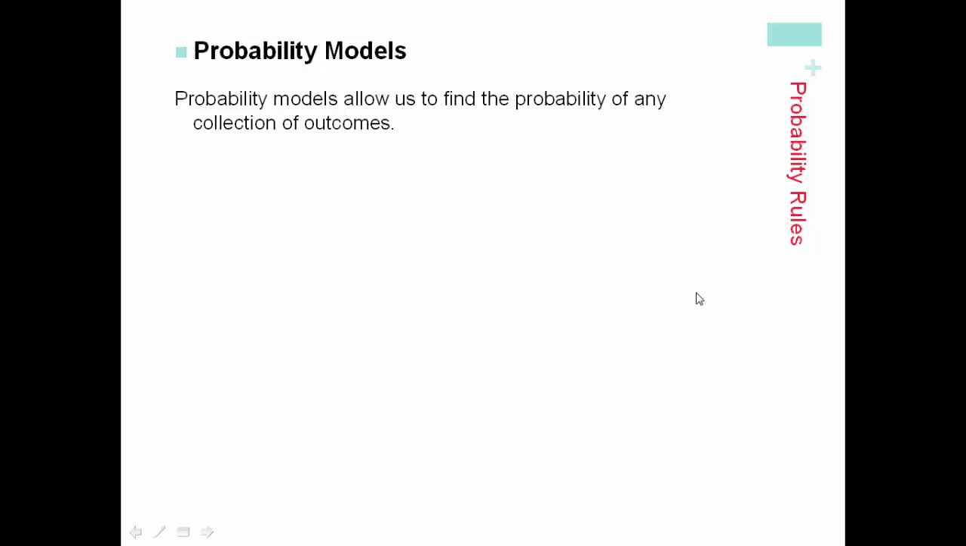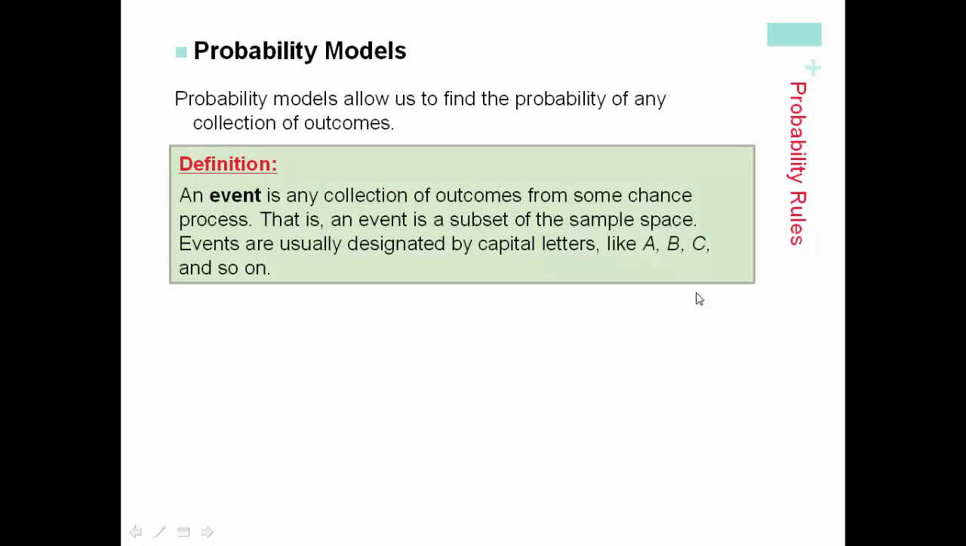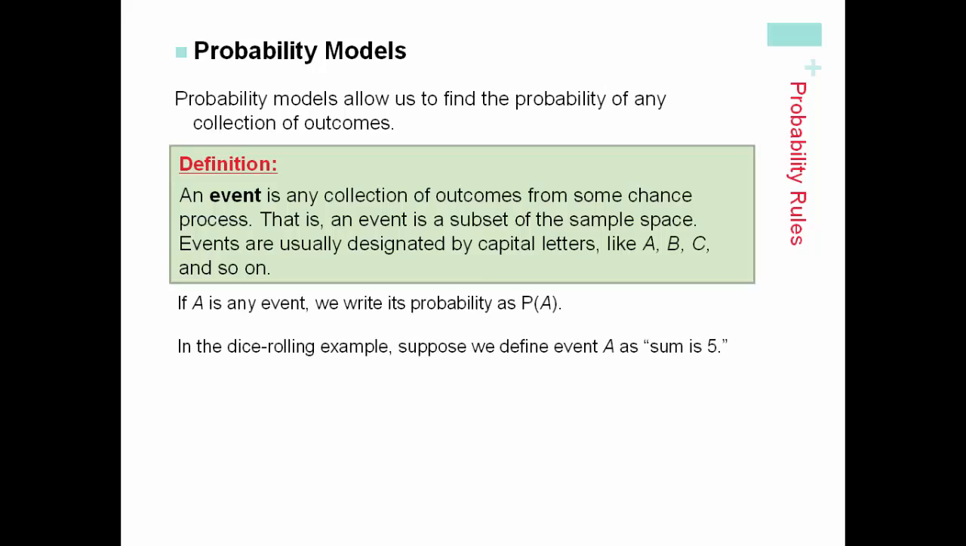Probability models allow us to find the probability of any collection of outcomes. An event is a collection of outcomes for some chance process. That is, an event is a subset of the sample space. Events are usually designated by capital letters, like A, B, and C, and so on. If A is an event, we write the probability as P of A.